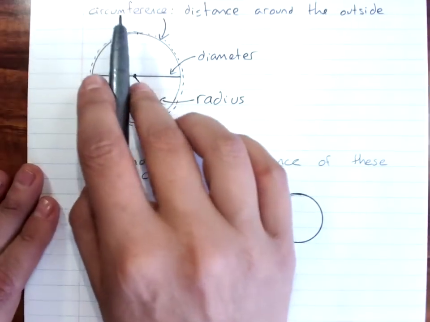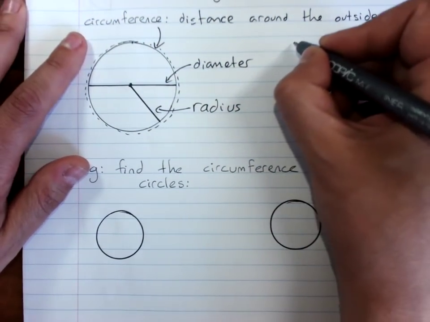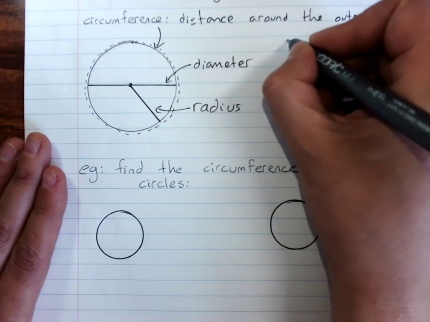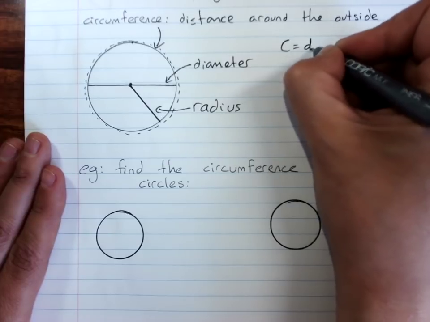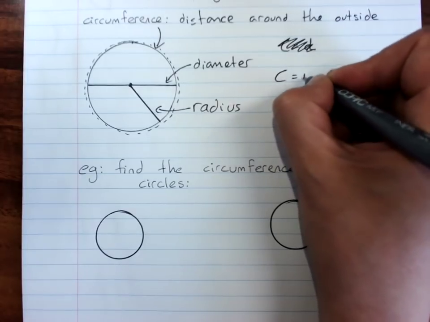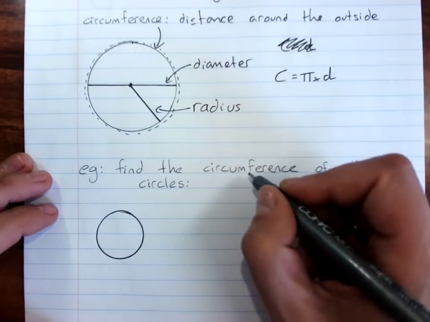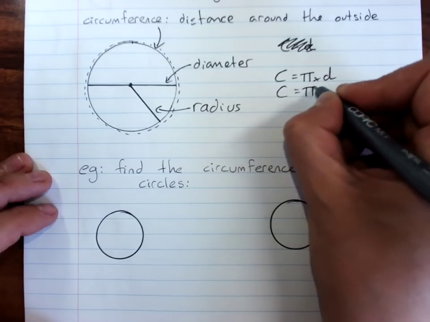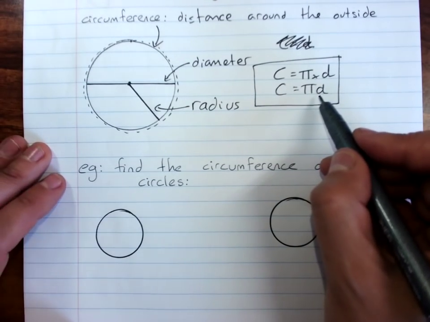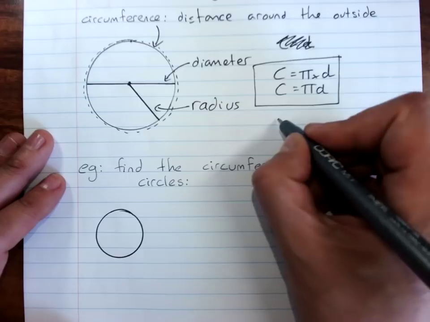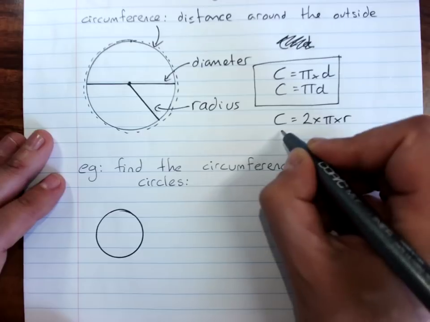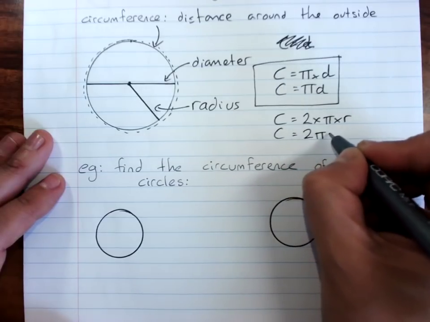Now, the circumference formula is based on that. If I want to know the circumference and I know the diameter or the radius, I can find it. Circumference equals pi times the diameter. Or you can just write it as circumference equals pi d. Or, since the diameter is exactly the same as 2 times the radius, we can say that the circumference is 2 times pi times the radius, or circumference is 2 pi r.